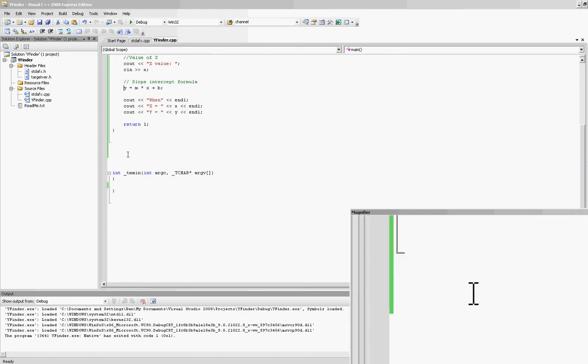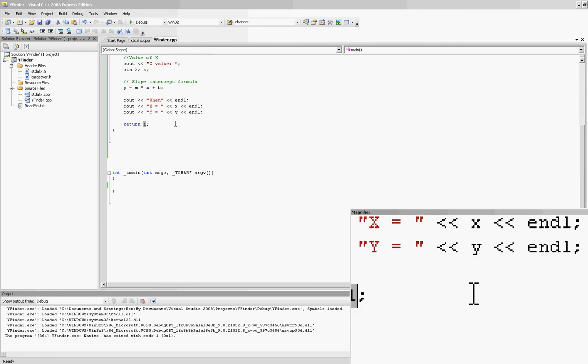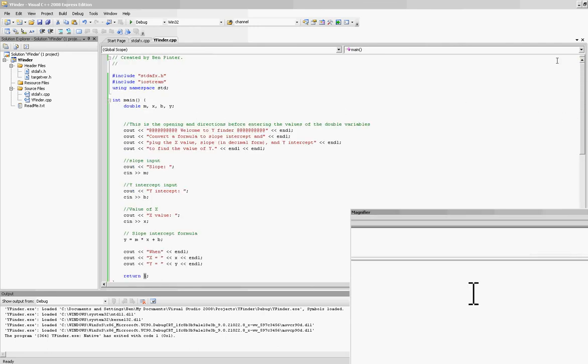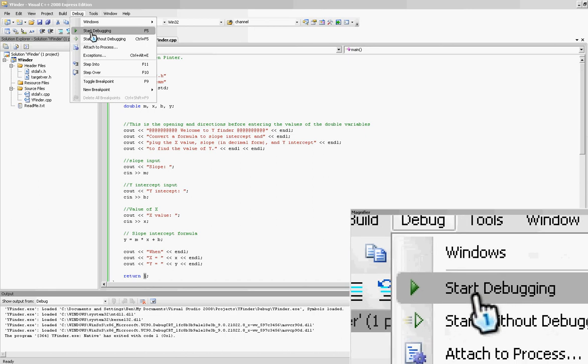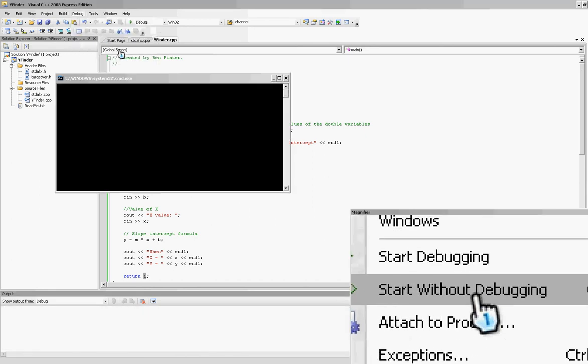For some reason, you can never return 1 or 0. Returning 0 makes the program exit instantly, but I'm only executing this from the compiler, so I just debug, start without debugging.